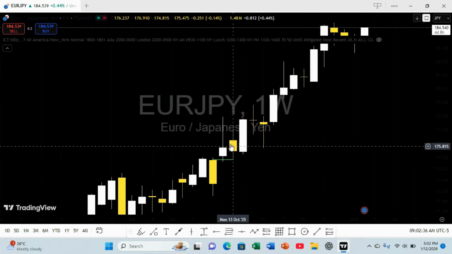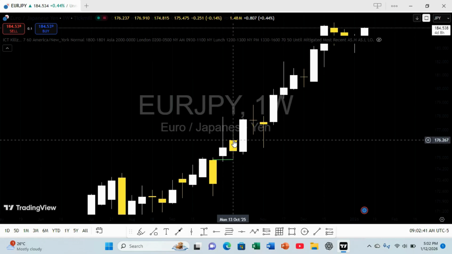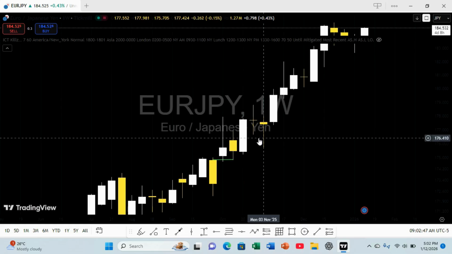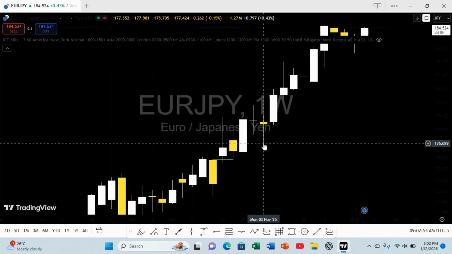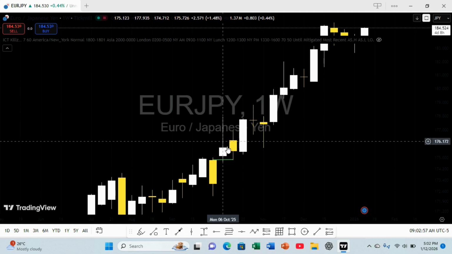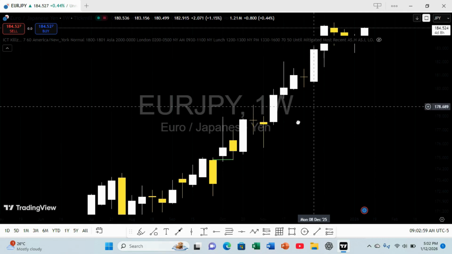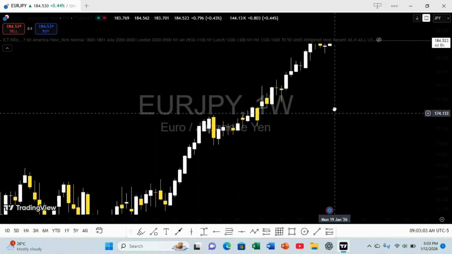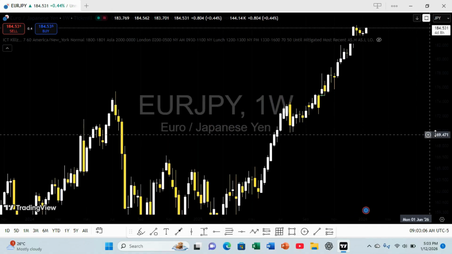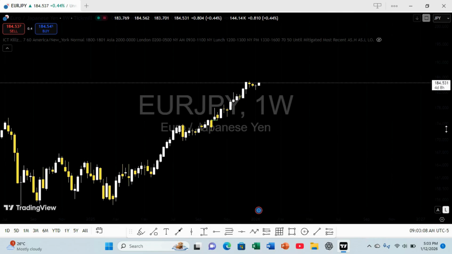It's the same thing that happened to this yellow candle. Look at this yellow candle, the opening price is at 176.237, and when you look at the wick here, the low came in at 175.705, which is approximately the opening price of this yellow candle. That's why I was trying to emphasize the down close candle as a normal support price. So this is our chart.